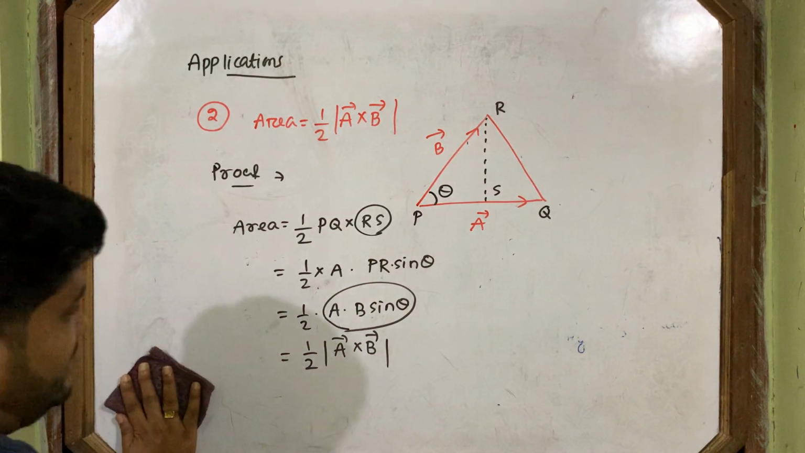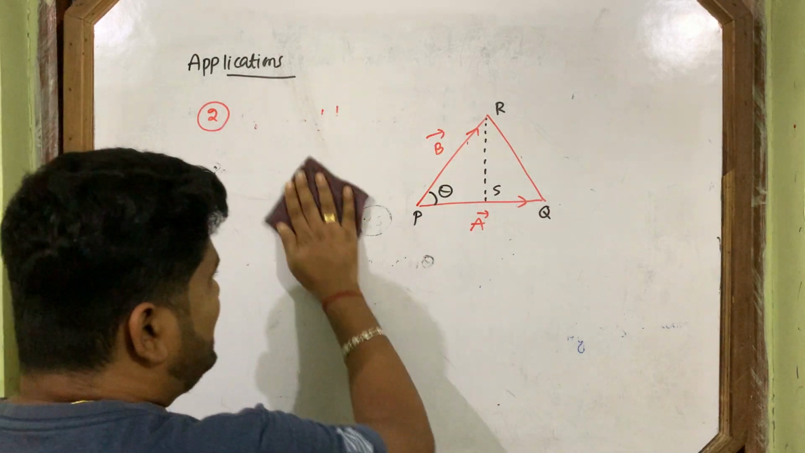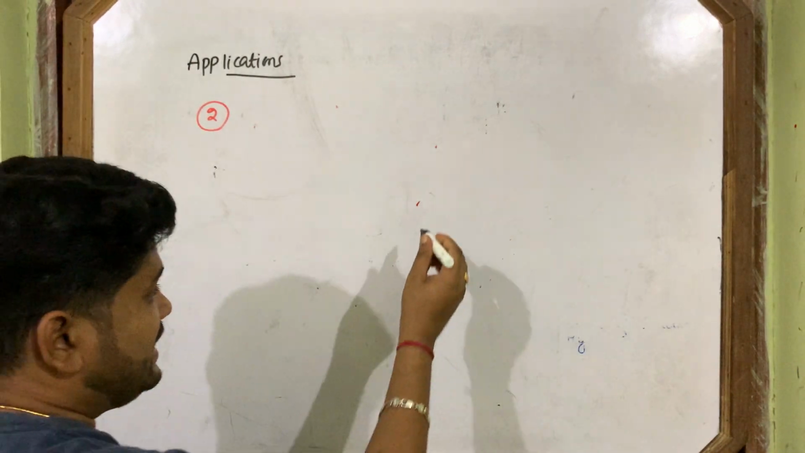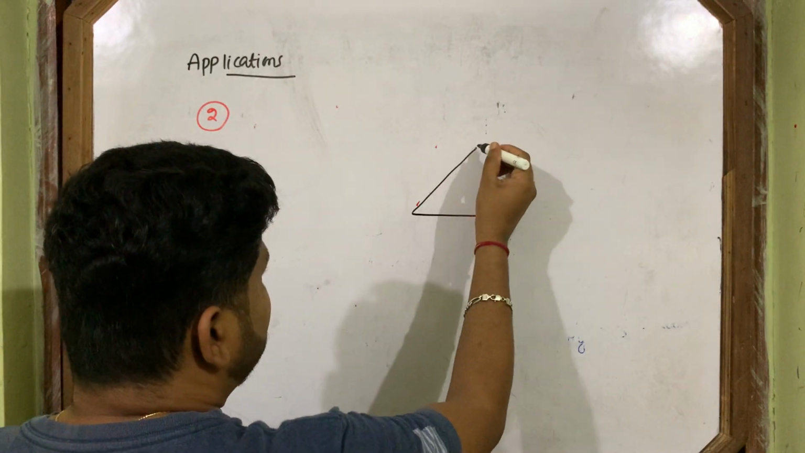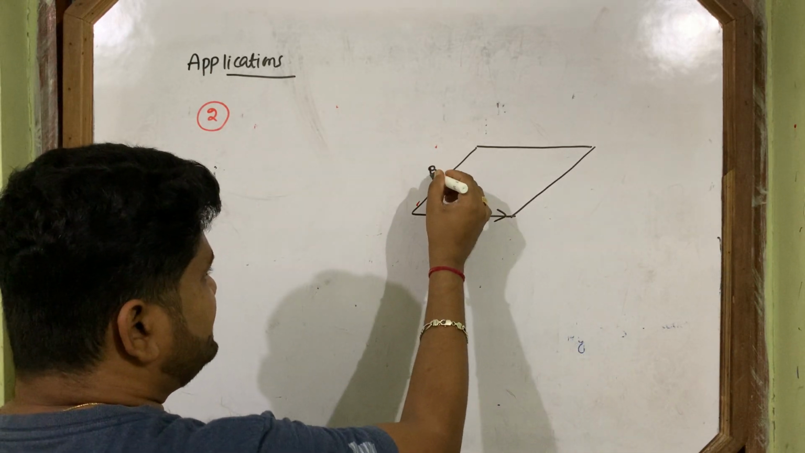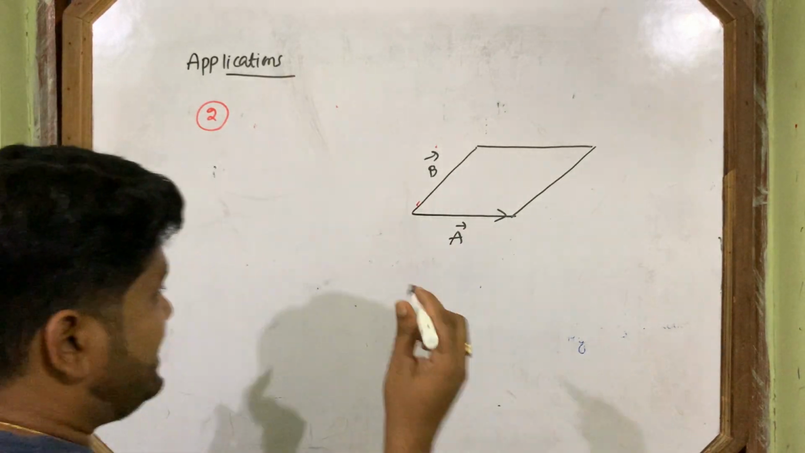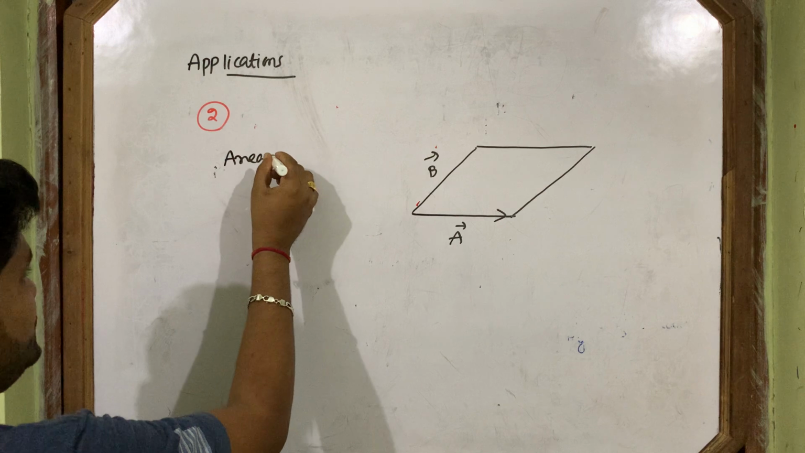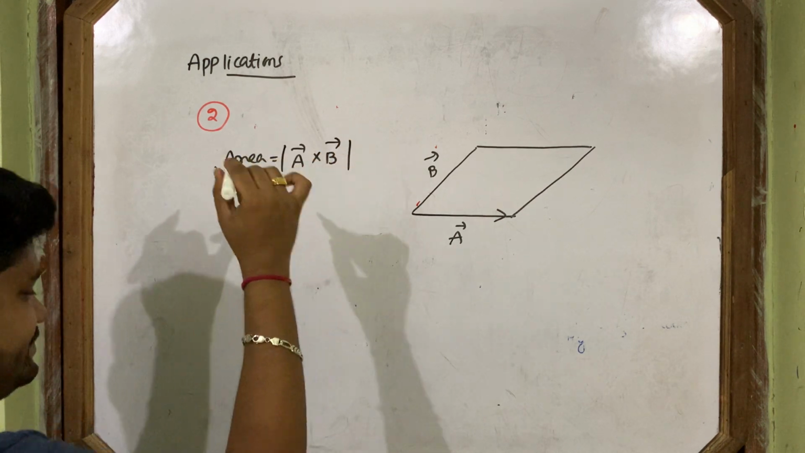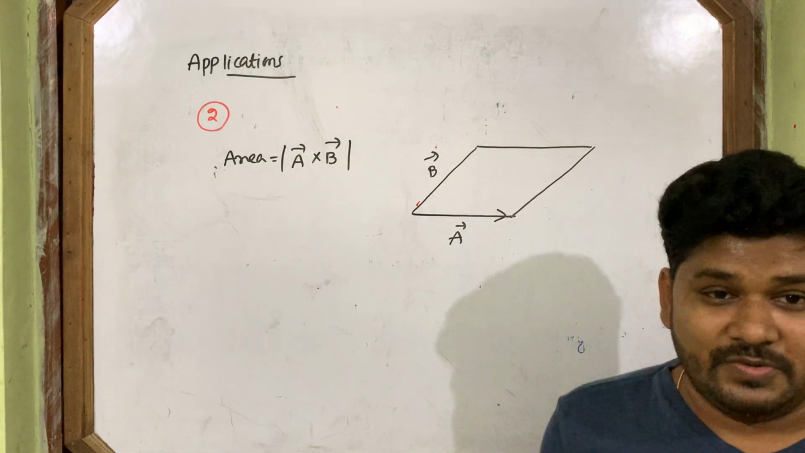Then application number 3. If A vector and B vector are two adjacent sides of a parallelogram. See, this is a parallelogram. This is A vector, this is B vector. Two adjacent sides of a parallelogram. Then area of a parallelogram is equal to A vector cross B vector mod. Do you want its proof?